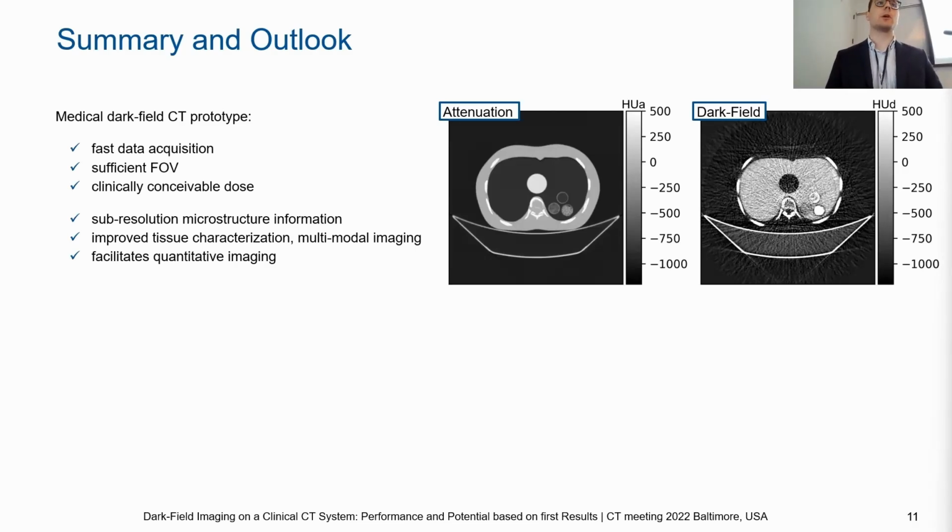Furthermore, because we are now able to perform this measurement in a CT environment, we can now perform quantitative analysis. And this is especially valuable when combined with the attenuation channels. So basically the combination of both channels together.